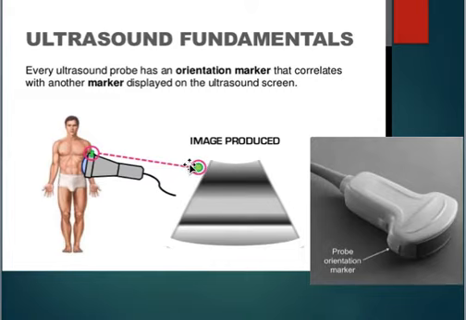Every image is also going to have a relating mark on the screen. So right here, see, it shows this green dot, and then you've got the green dot here. So what this is saying is this is the superior portion of the patient, and this is the inferior portion of the patient. So this part is pointing towards the head, and this is towards the feet, just like the transducer is on the patient. So orientation, like I said, of that probe is very important from the beginning. Otherwise, you're going to be all screwed up and backwards and not know exactly what anatomy you're looking at and where it's going.